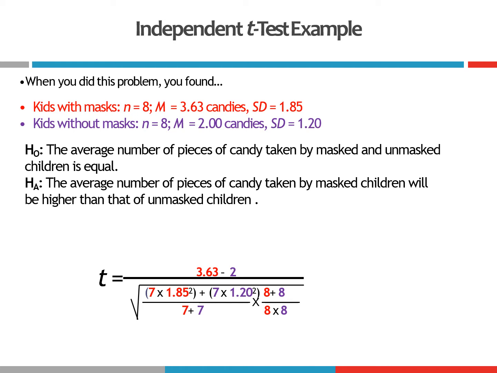All right, let's go ahead and state our hypotheses. Remember, the null hypothesis is always that there is no difference between the groups, or that the means in each group are equal to each other. So the average number of pieces of candy taken by masked and unmasked children is equal. Whereas the alternative hypothesis, which is a directional hypothesis, is that the average number of pieces of candy taken by masked children will be higher than that of unmasked children. So children who are masked will take more pieces of candy than unmasked children will, right?